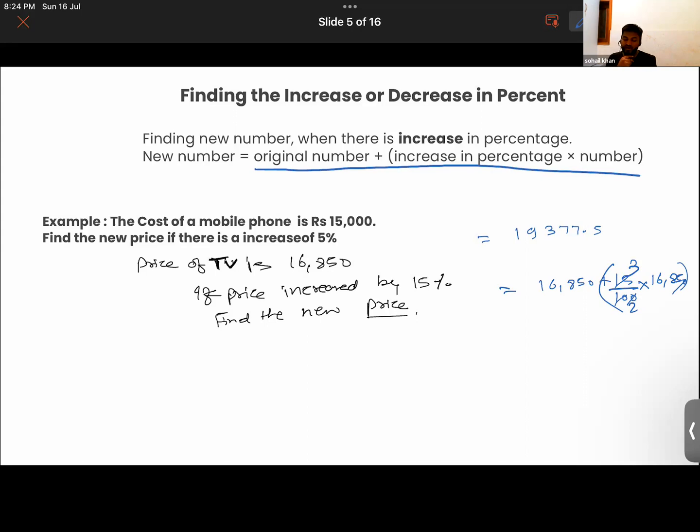It will be more than 19,377, Arhan. Because if you see, 16,850 upon 3 upon 2 multiplied, it is 16,000, 1,685. Let me check it. It might be correct here. So you multiply it with 1.5. Okay, it's correct then. 19,377.5. Ahmed, did you get the same answer?